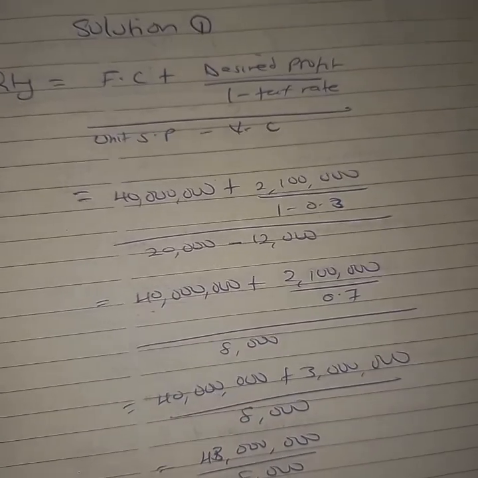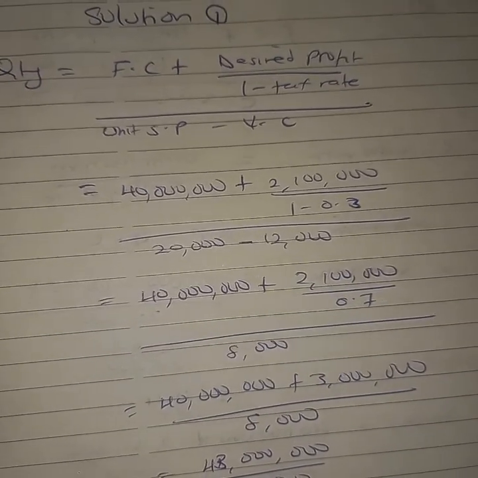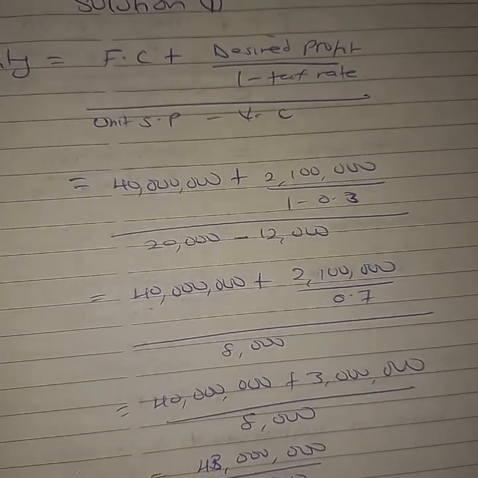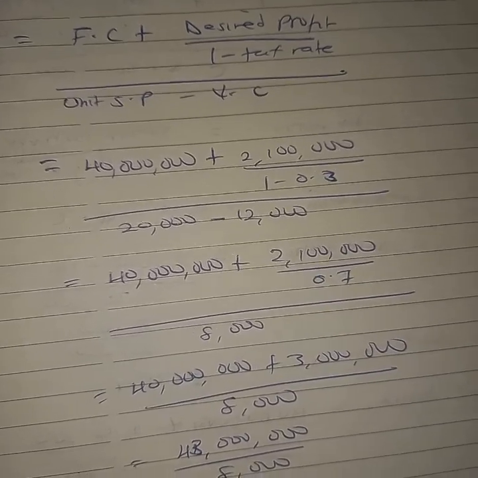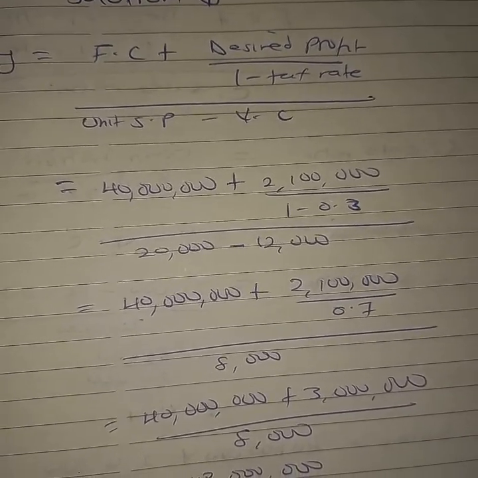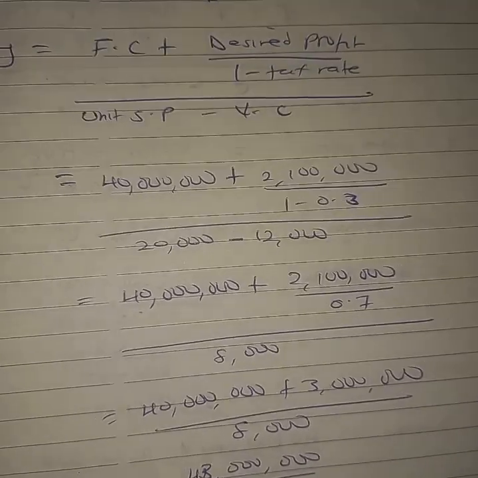If you look at the question, they've told us these people are planning to achieve a profit after tax of 2,100,000, but it is to be earned after having an income tax rate of 30%. These people are going to sell each unit of a video at 20,000, and they're going to incur variable cost of 12,000. Their fixed cost is 40 million.